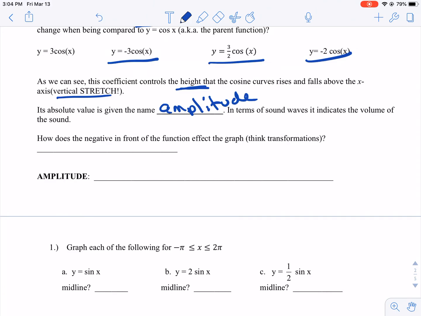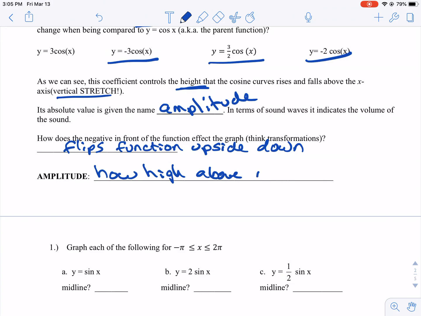How did the negative with the amplitude in front of the function affect the graph? Well, you should have seen it on your calculator, or if you remember back from transformations, it flips the function upside down. So once again, amplitude is how high above the midline your graph goes.